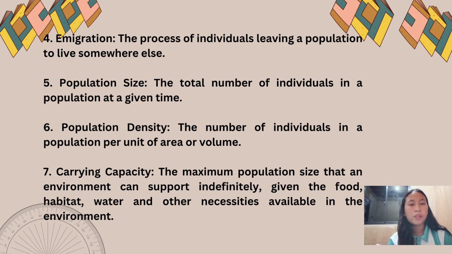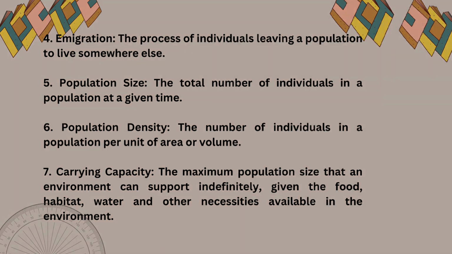Number 5, population size, the total number of individuals in a population at a given time. Number 6, population density, the number of individuals in a population per unit of area or volume. Number 7, carrying capacity, the maximum population size that an environment can support.